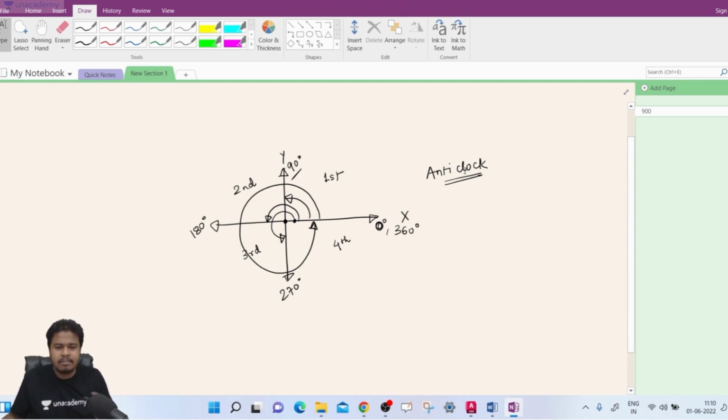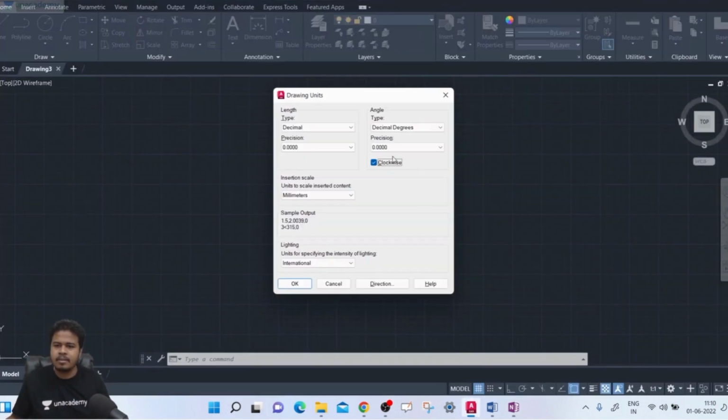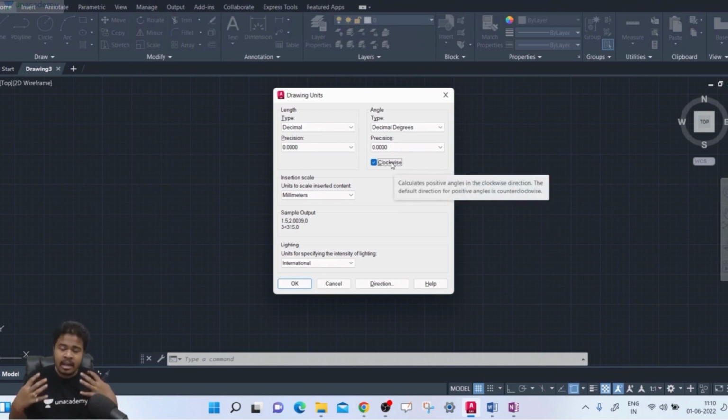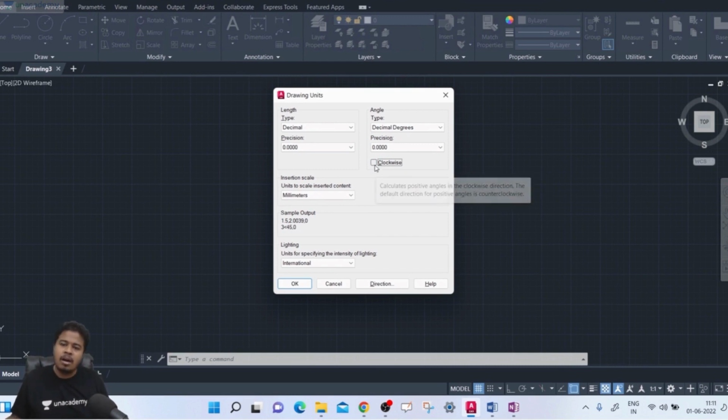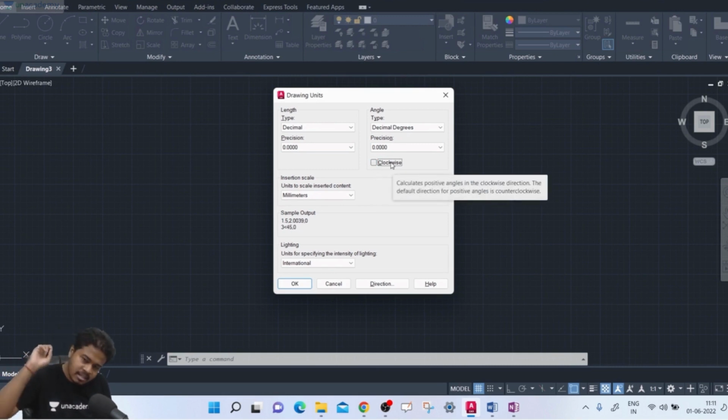Let me go into the AutoCAD again. If you see here, if I check this clockwise option, then all the angles will be measured in the clockwise direction. But I don't want it in the clockwise. I want it in the anti-clockwise. So I have to uncheck this option. How to uncheck this option? Just clicking on it with the left button once.